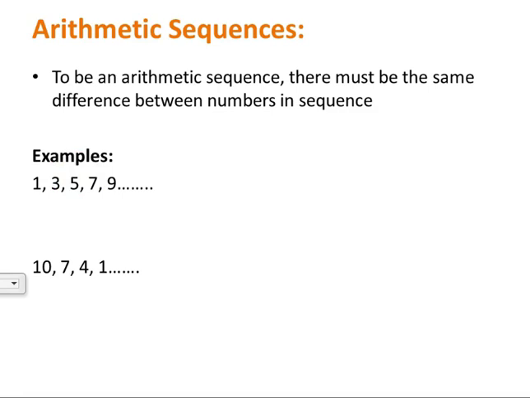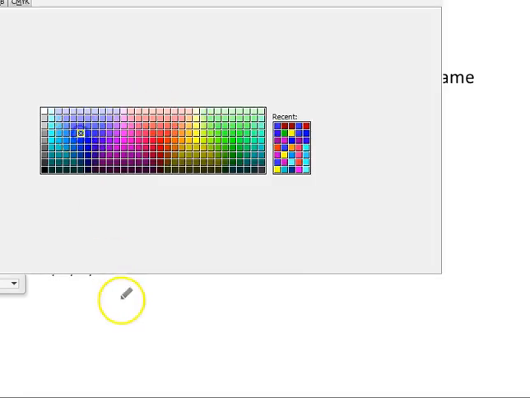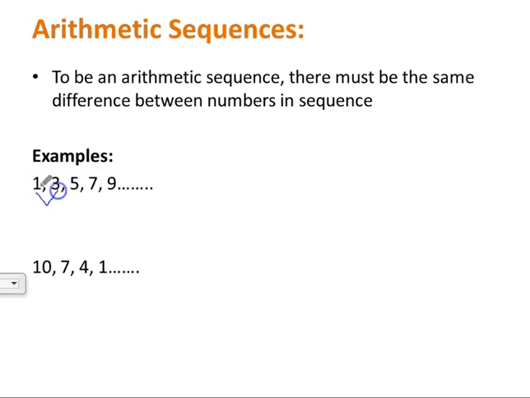So what do I mean when I say difference between two numbers? What I mean is when we go from 1 to 3, how have we increased? By 2. And we go from 3 to 5, we increase by 2. When we go from 5 to 7, we increase by 2. When we go from 7 to 9, we increase by 2. So here, the difference between each number in our sequence is increasing by 2 each time. So this would be an example of an arithmetic sequence that has a difference of 2, of plus 2, right?